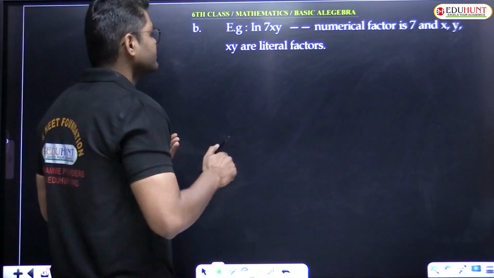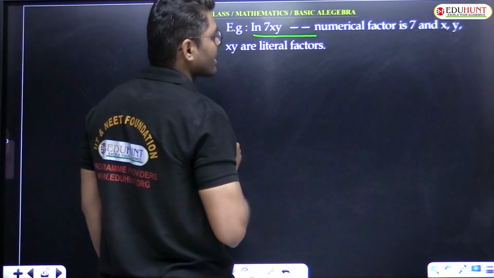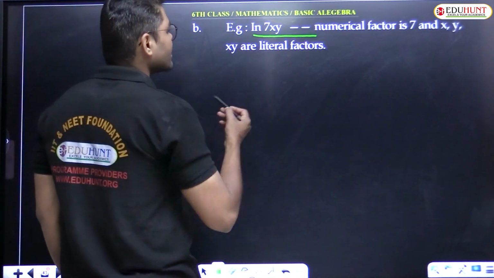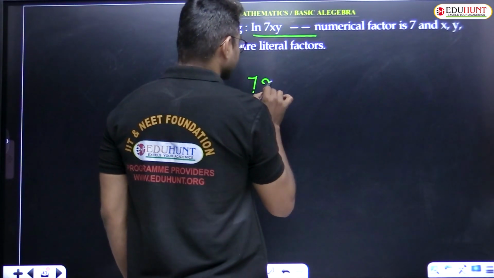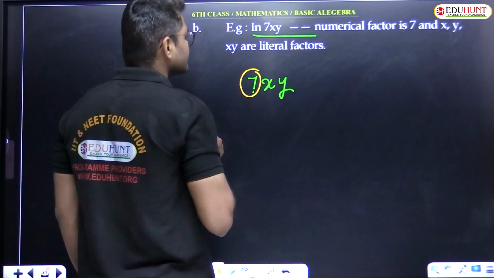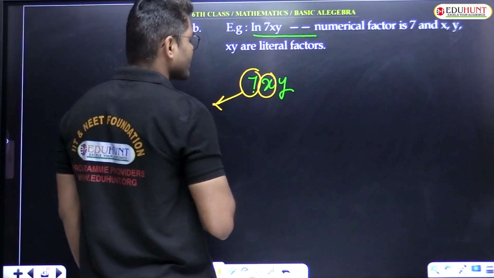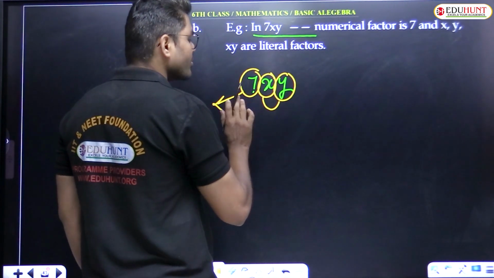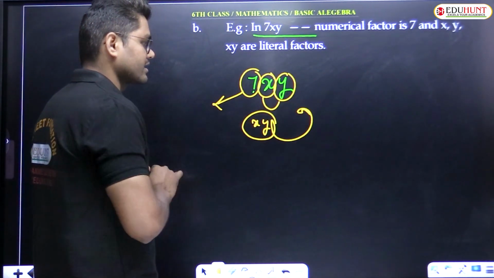For example, if we take 7xy, the numerical factor is 7 and x, y, xy are literal factors. In 7xy, how many factors can we form? This 7 is a numerical factor, x is a literal factor, y is a literal factor, and we can take the combination of x and y, that is xy, is also a literal factor.